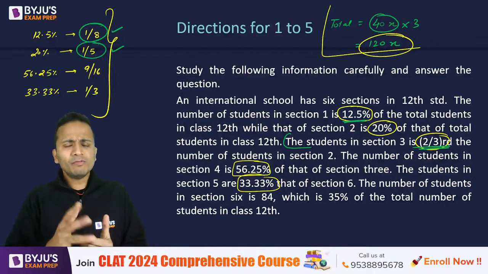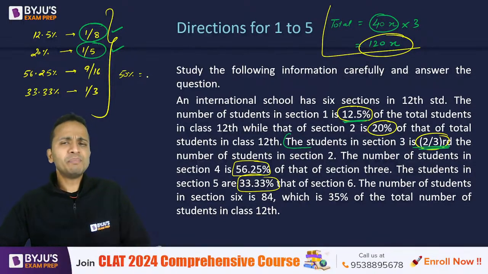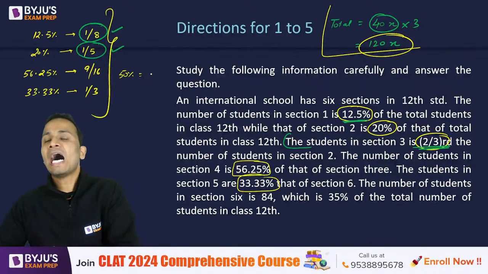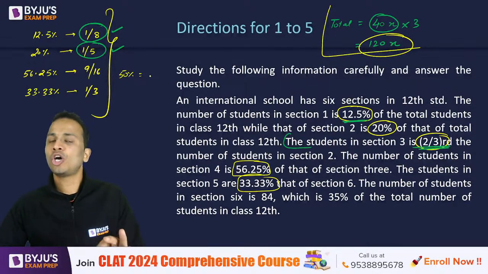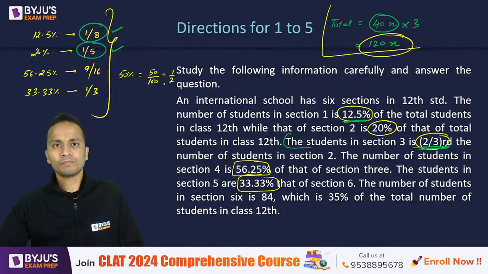Just think about one thing. If I ask you to find 50% of a number, 50% can easily be converted to half. 50% of a number is nothing but half of that number. This is logical, but how can I convert it in mathematical terms? Percentage into fractions: 50% can be written as 50 divided by 100, and upon simplification that is 1 by 2.